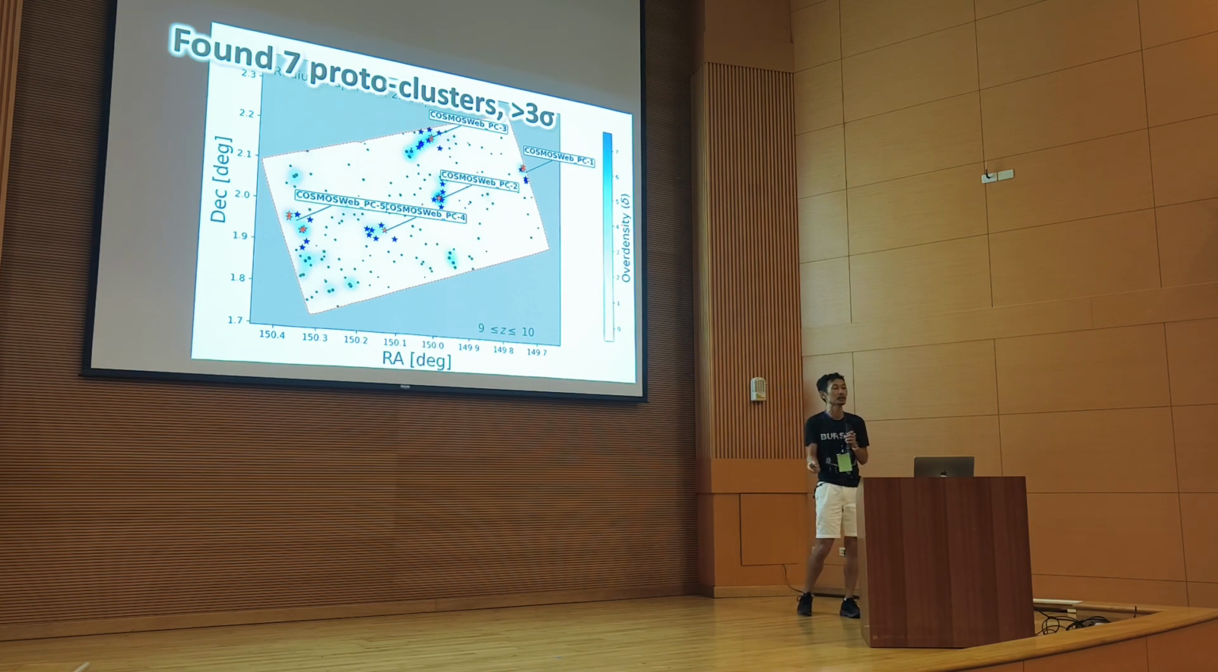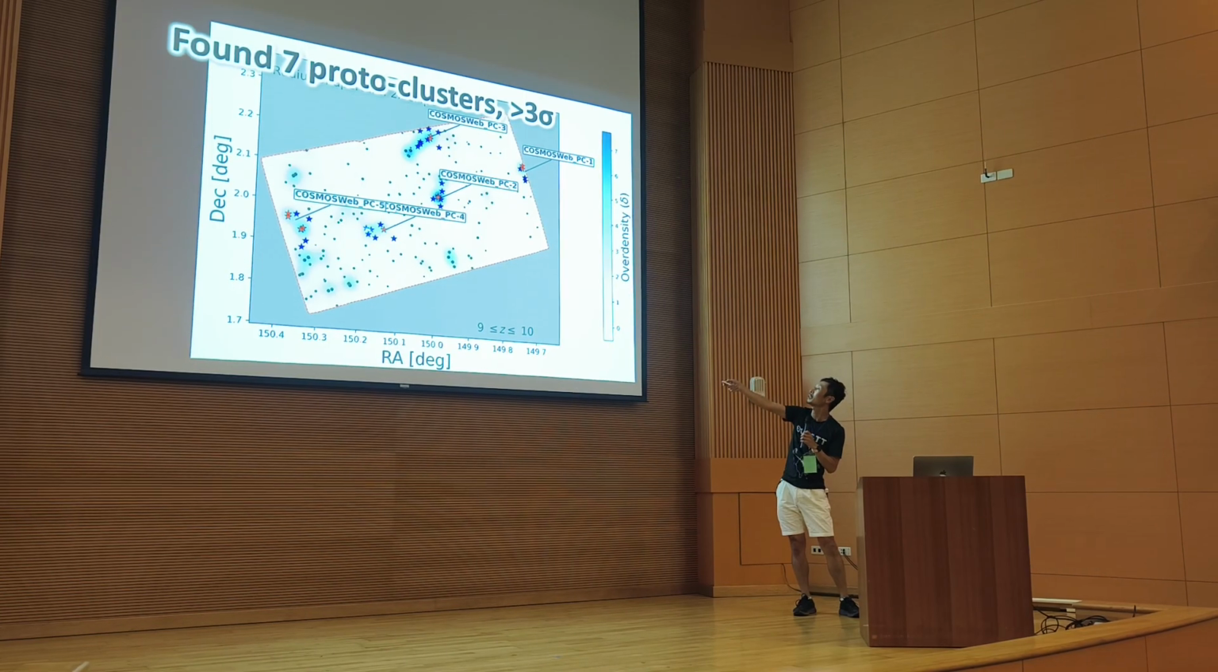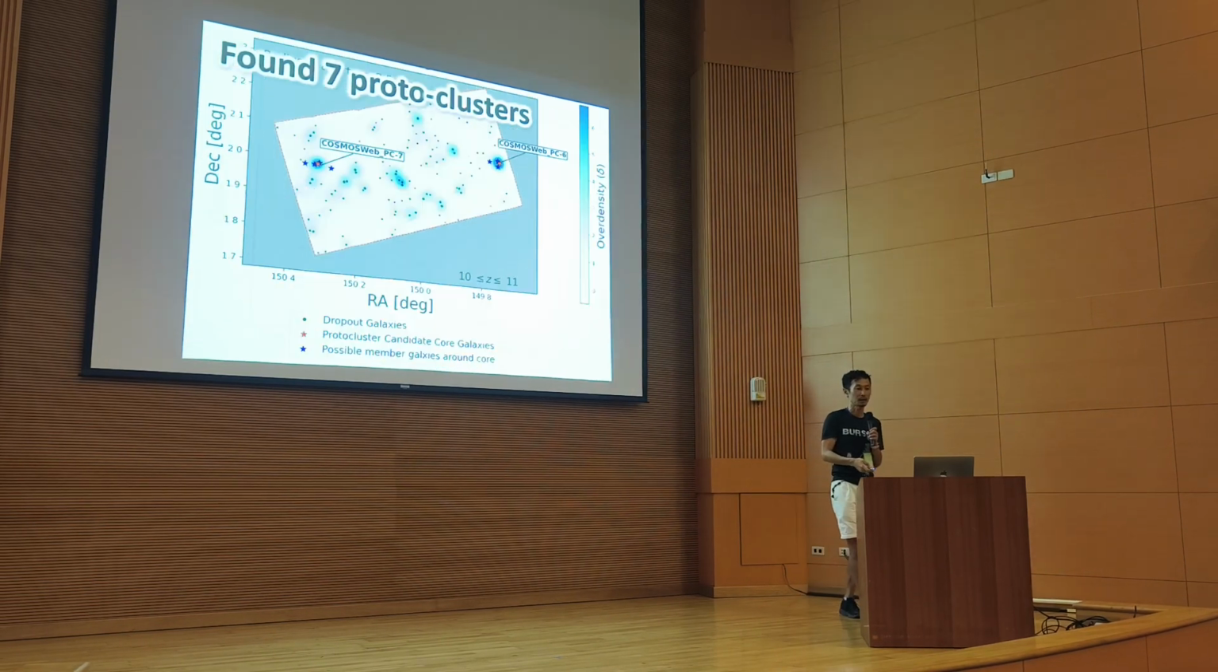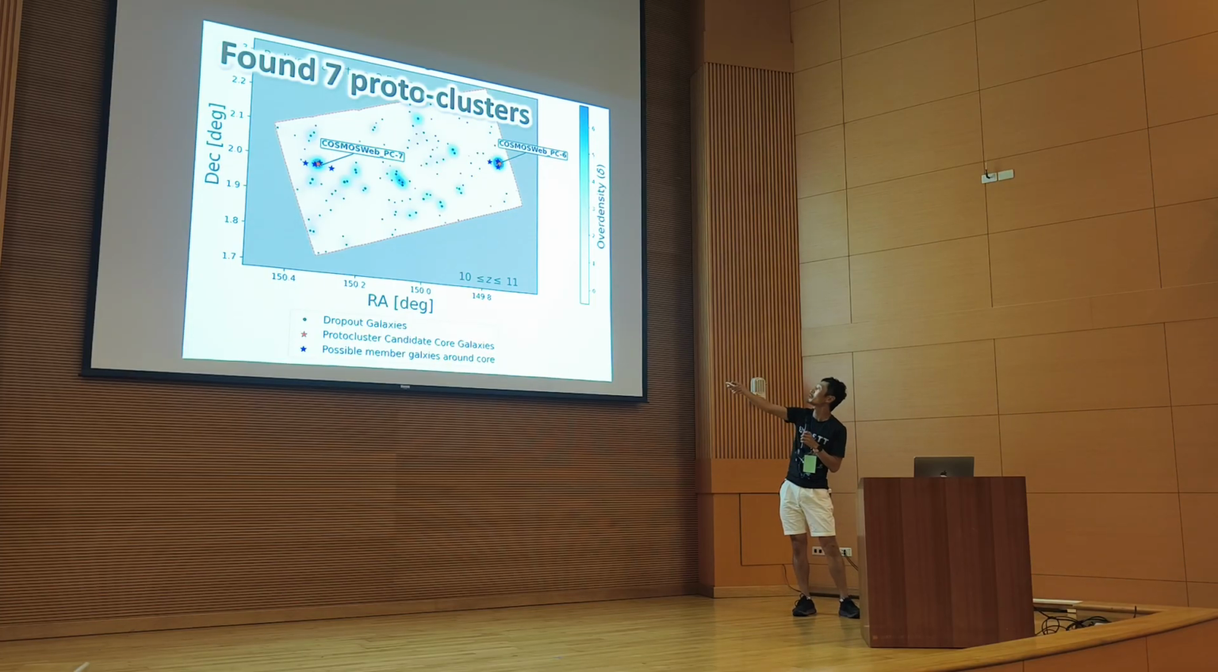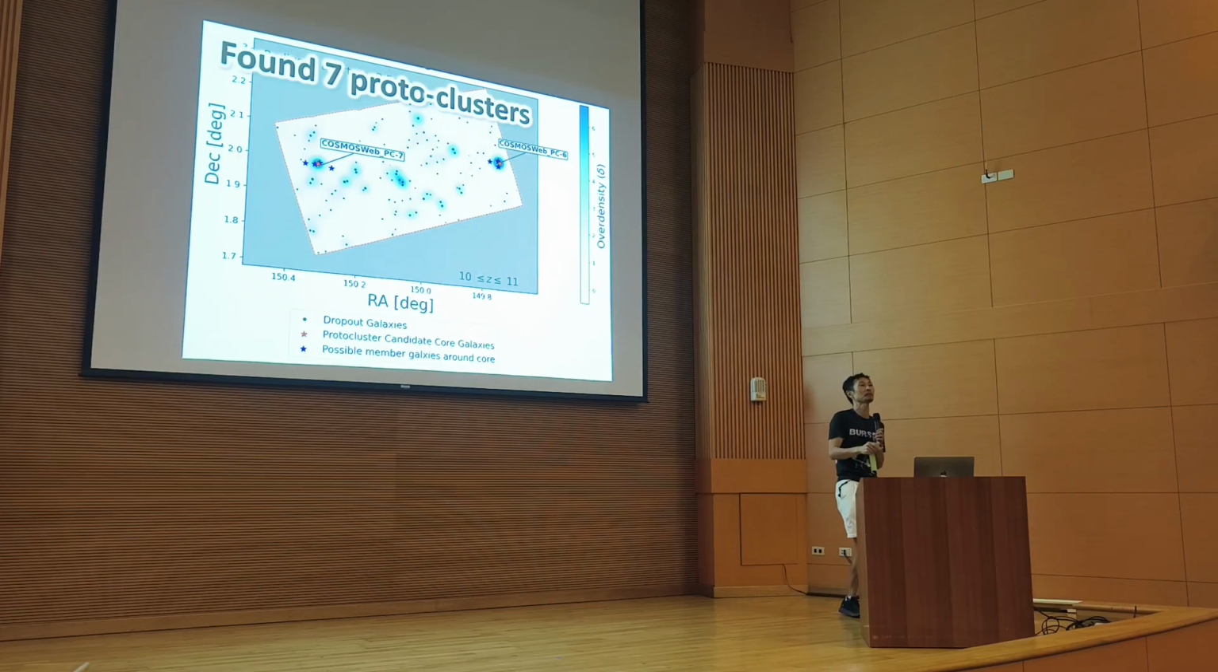We selected structures with greater than 3 sigma significance. Something like here. This is between redshift 9 and 10. And here. And this is 10 to 11. And then we found 2 protoclusters here and here. We still need spectroscopic confirmation, but if confirmed, they are the most distant protoclusters ever found.